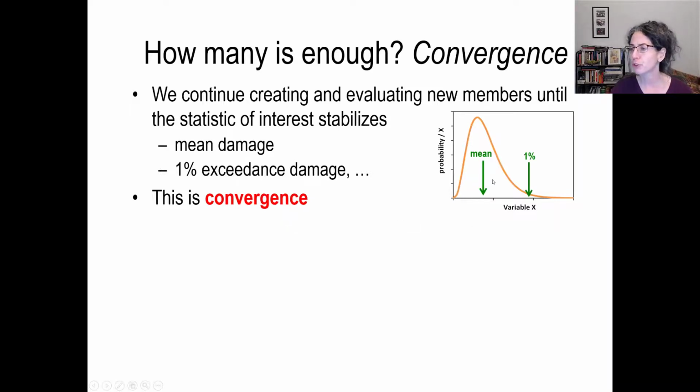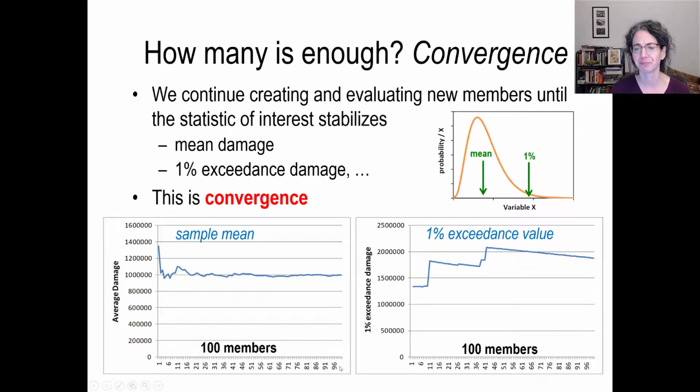So here's a distribution showing two different metrics or statistics. Here's the mean in the middle. Here's a 1% value in the tail. All right, we don't usually look at a 1% damage, but we sometimes look at a 1% stage. So let's go ahead and still see this as an example. Let's start with a small sample. For 100 sample members, here's our sample mean, and it is stabilizing within 100 members. But if we look at our 1% exceedance computation, this is not at all stabilizing with our 100 sample members.